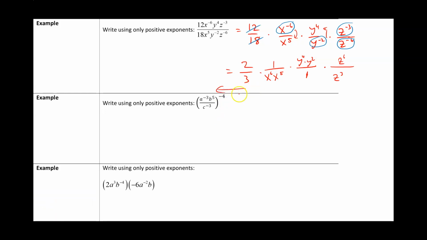So now, going this way, I have 2/3. X to the 6th times x to the 5th, that's going to be x to the 11th on the denominator. Y to the 4th times y squared, that'll be y to the 6th on the numerator. And then z to the 6th over z to the 3rd. Remember that when you divide the same base, we subtract the exponents. So 6 divided by 3 is 3, which means we have z to the 3rd on the numerator.